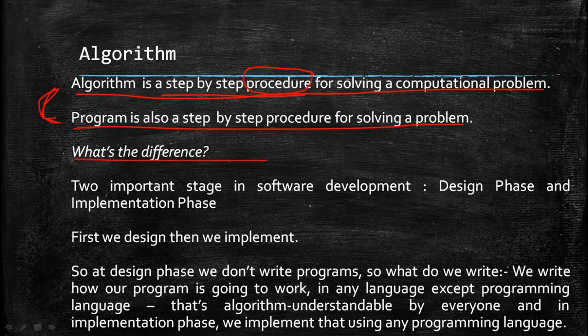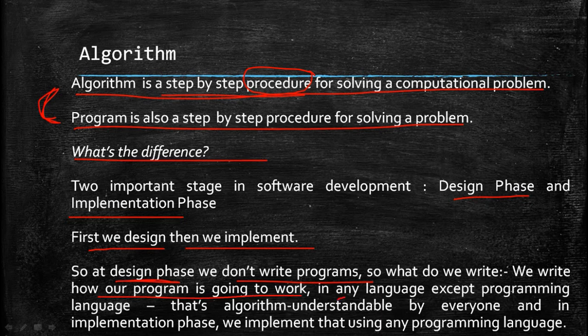Now, if you go through software development cycle, then there are two very important phases: the design phase and the implementation phase. So what do we do in these two phases? Now first we design, then we implement. So at design phase, we actually don't write programs. We just write how our program is going to work.